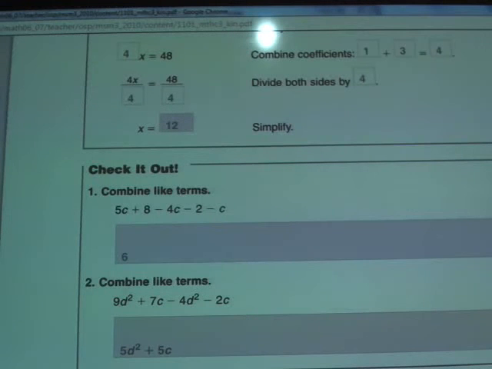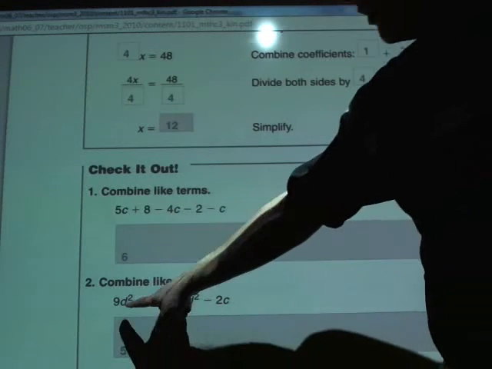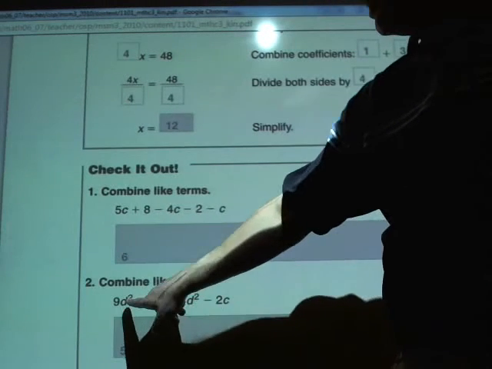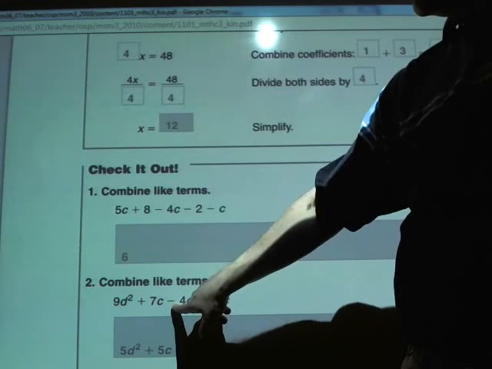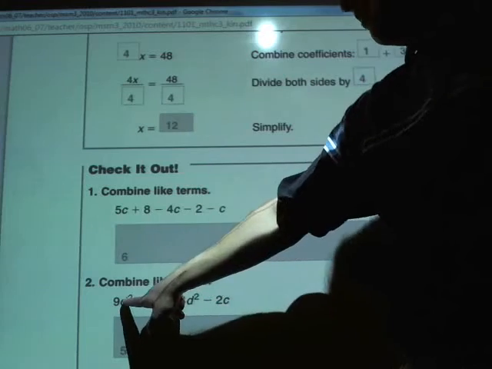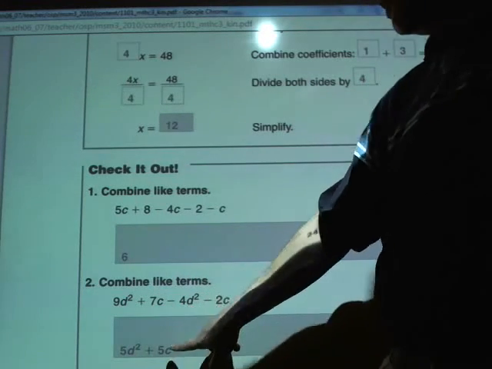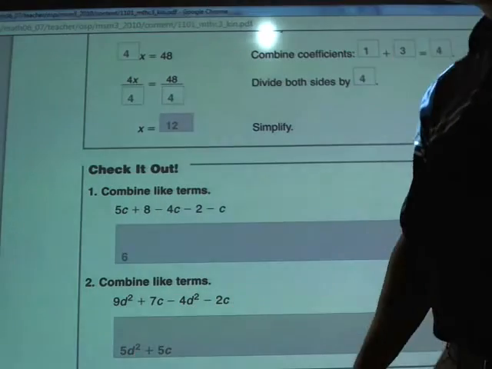All right, number 2, we're going to go ahead and combine the like terms again here. So we're going to take a look here. We've got the 9d squared and the 4d squared here. Those can go together because they both have d squared in them. And I'm going to do exactly what it says. So since it says minus in front, I'm going to subtract. 9d squared minus 4d squared is 5d squared.